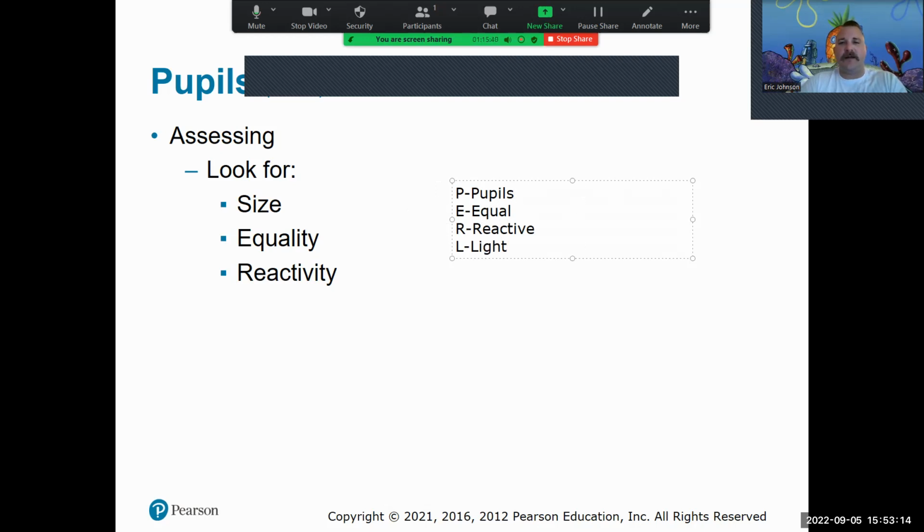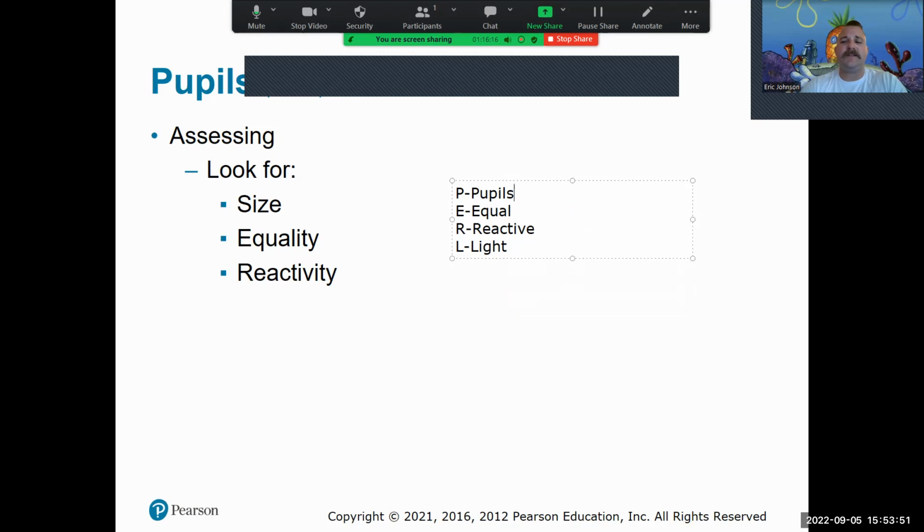And sometimes people will go ahead and put this in as P, A, R, L, which stands for pupils equal and reactive to light. And then other people will put in PERLA. And for some reason they say pupils equal reactive to light. I don't know why they throw an A under there, but we're looking for PERL.